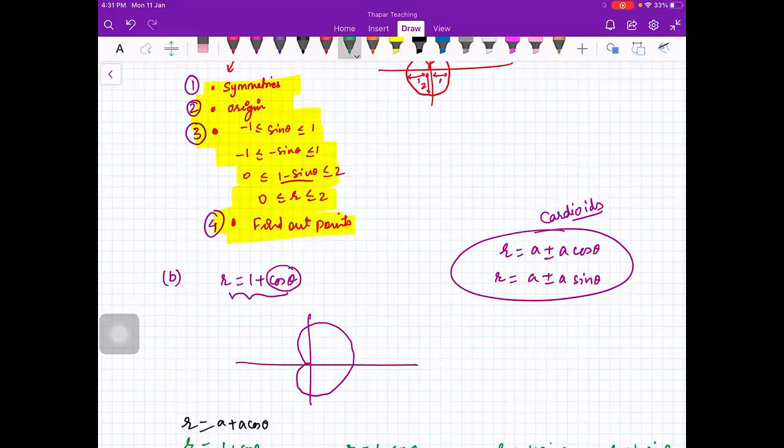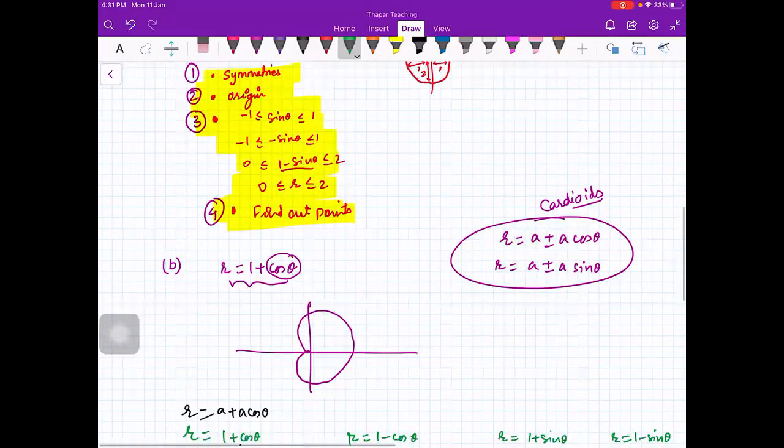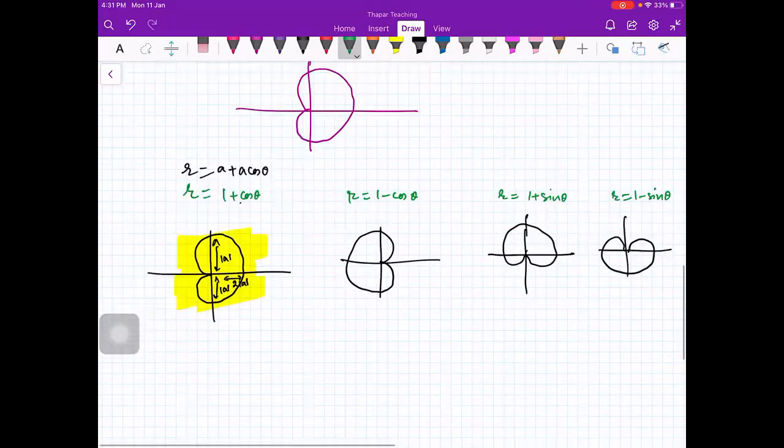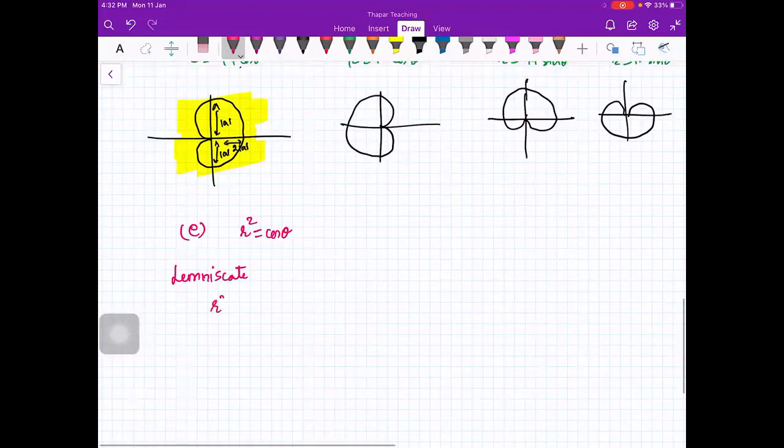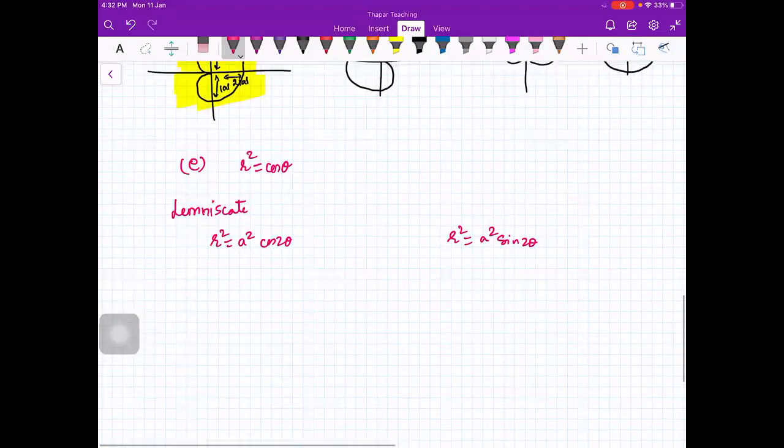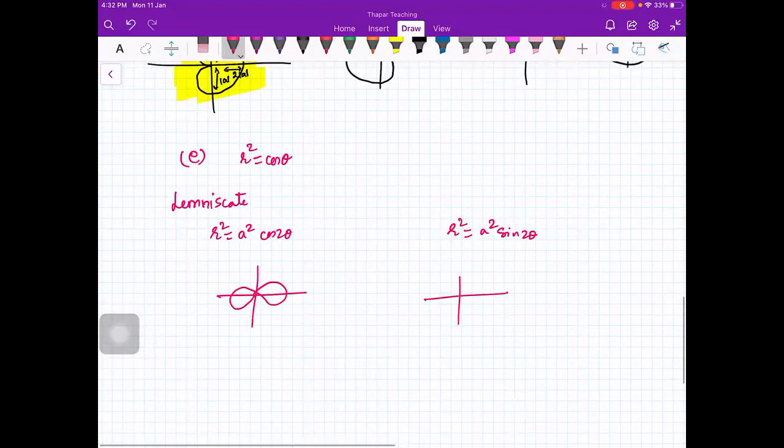Yes, ma'am. Clear? Okay. So the next one is, apart from that, I have told you limaçons, right? So if you look at part E, I will consider C and D later on. If you look at part E, r square is equal to cos theta. So I told you the next curve was lemniscate. Lemniscate was r square is equal to a square cos 2 theta, or we had r square is equal to a square sine 2 theta, right? So we had like this. This was this lemniscate and this was this lemniscate.